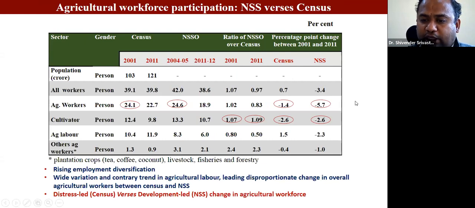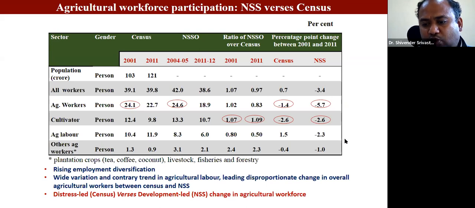So if you are really interested in working on employment-related data, you will find two sources of data. One is the census, which shows what the economic status of the population is. They also give estimates on cultivators, laborers, agriculture workers, and other workers who are engaged in some productive economic activities. Then we have specialized surveys conducted by the National Sample Survey, which we call the National Sample Survey Office.